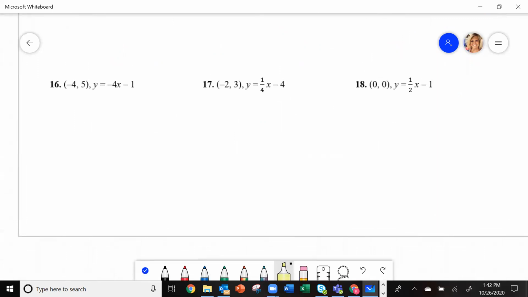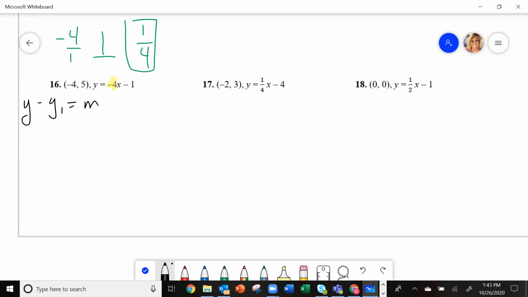The first one, it is already written in slope-intercept form. So the slope I'm going to use is -4. It's a whole number. Put it over 1. To find the perpendicular slope, flip it over, 1 over 4. Instead of negative, it is positive. This is the slope I'm going to use. So now y minus y1 equals m times x minus x1. M, instead of m, I'm going to put 1/4.